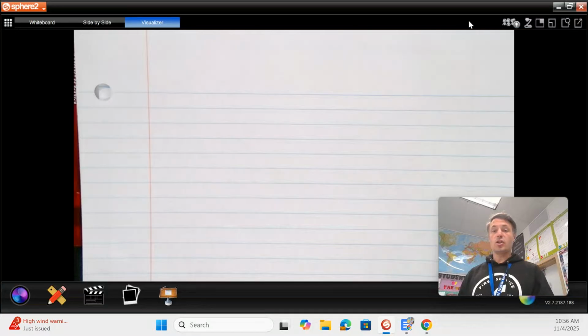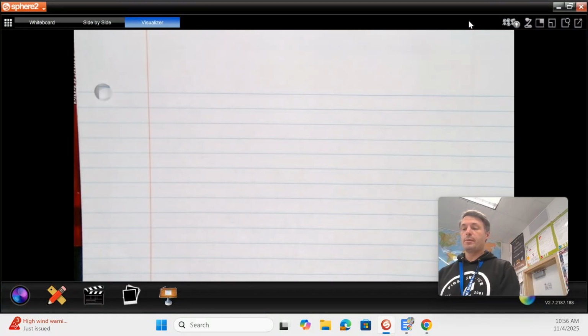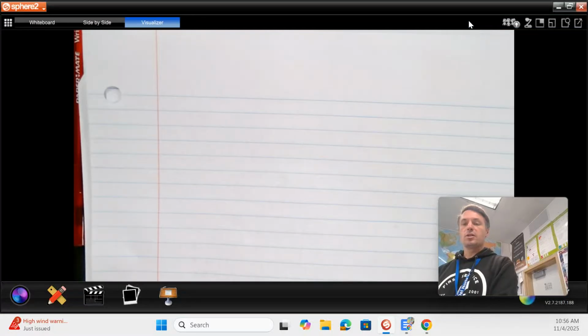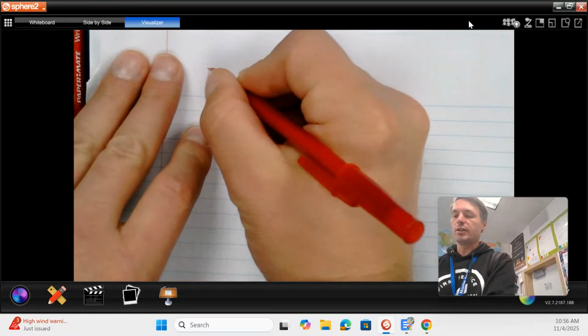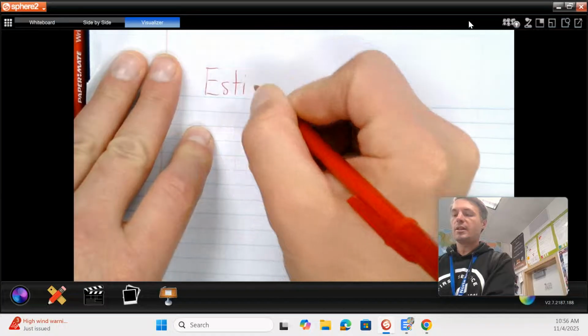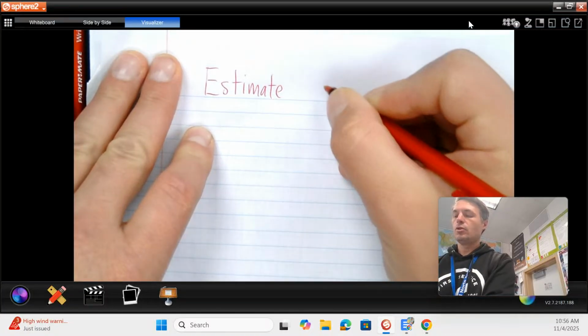Today's math lesson is called Estimate Quotients, so please open up your math notebook and turn to the next available page and write that title at the top. Estimate Quotients.